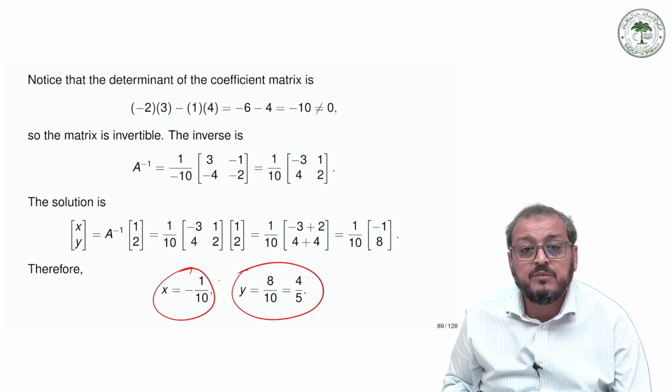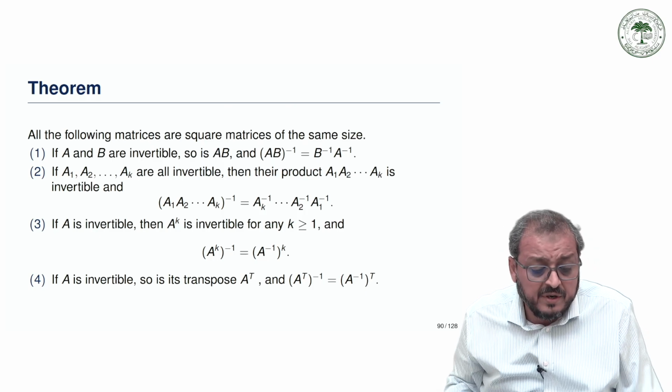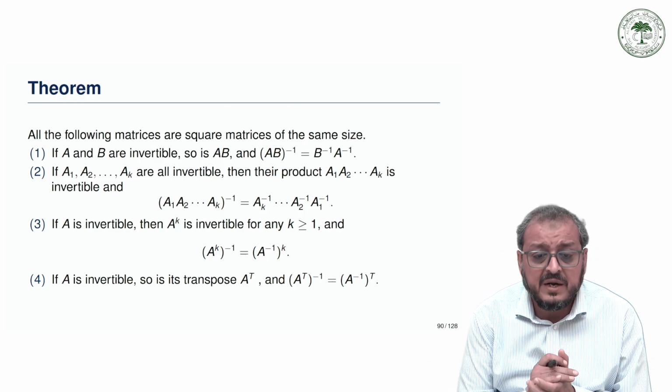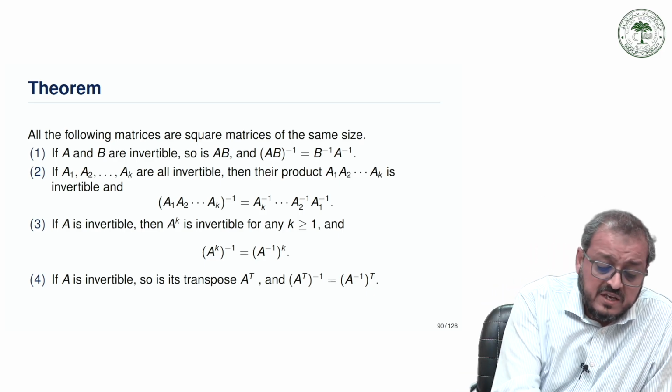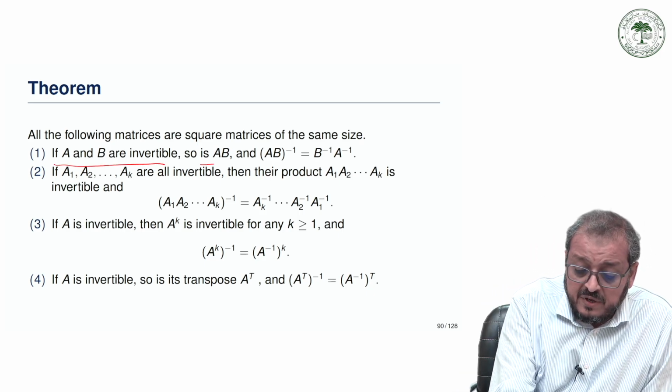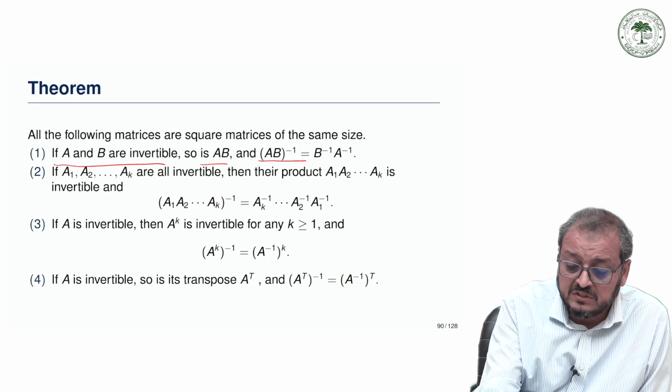Now we have to prove some results. This is a very important result. We assume all the matrices are square matrices of the same size. First, it says that if A and B are invertible, then AB is invertible, and (AB) inverse is equal to B inverse A inverse.